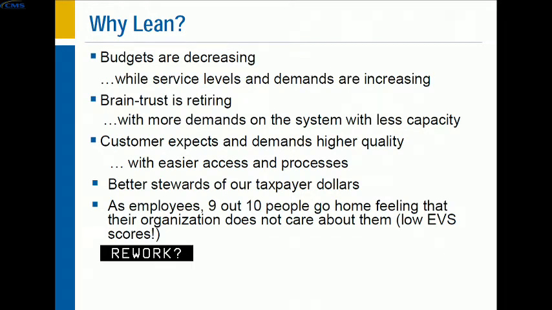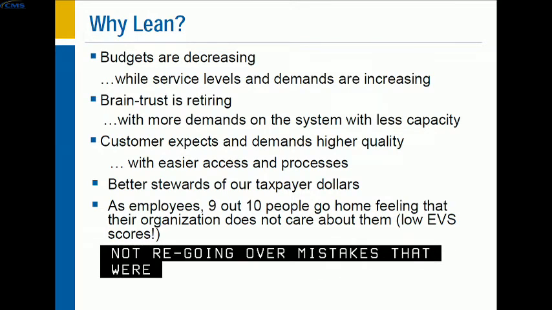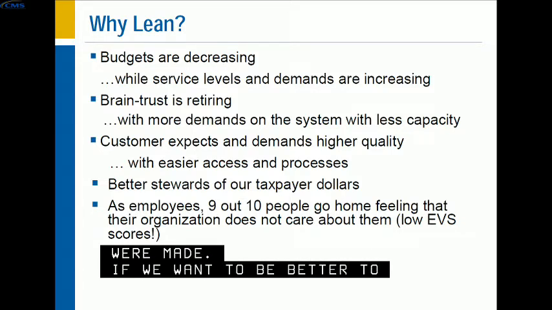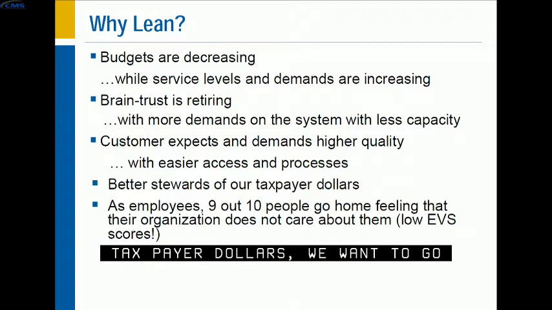So we want to be better stewards of the taxpayers' dollars, and we want everybody to go home feeling like, yes, today I did really good work. Today I would get an A+. Today I'm proud of what I've done for the American taxpayers.